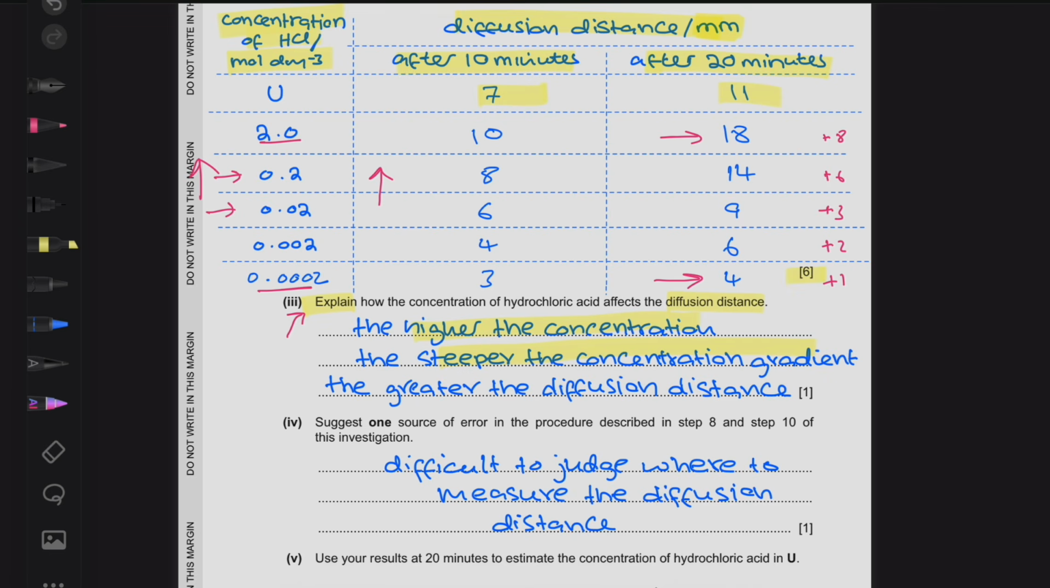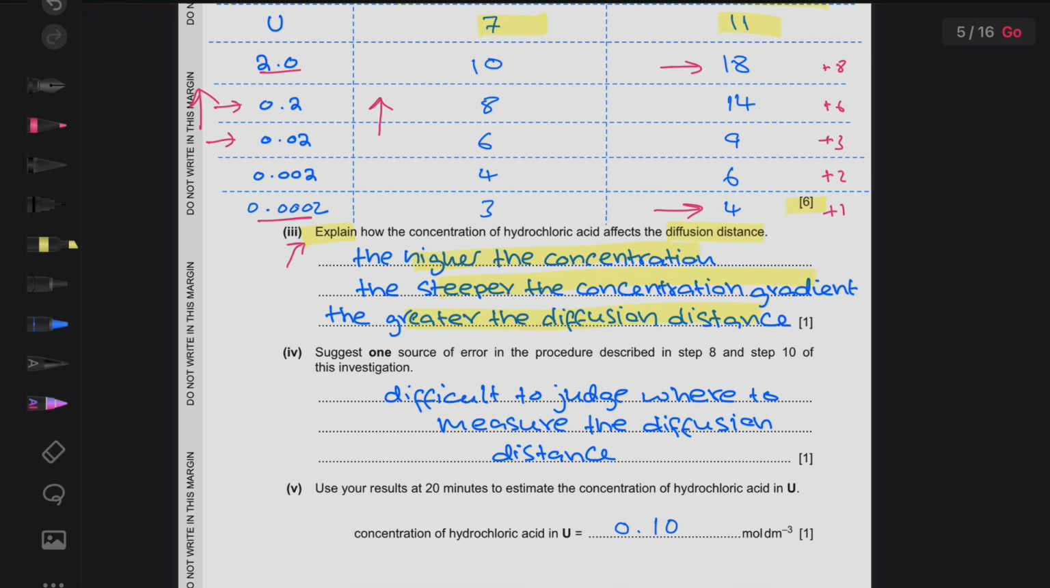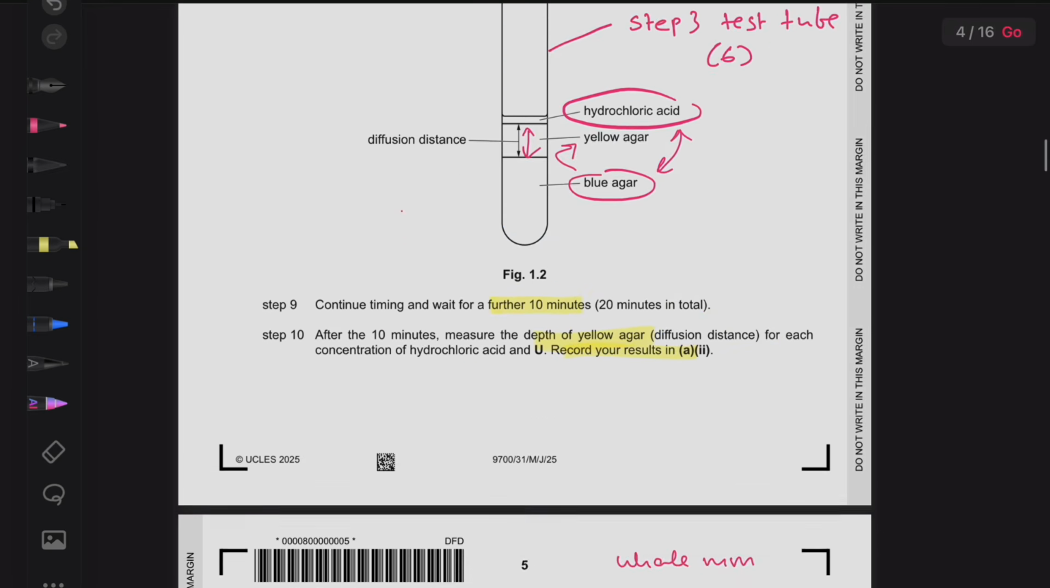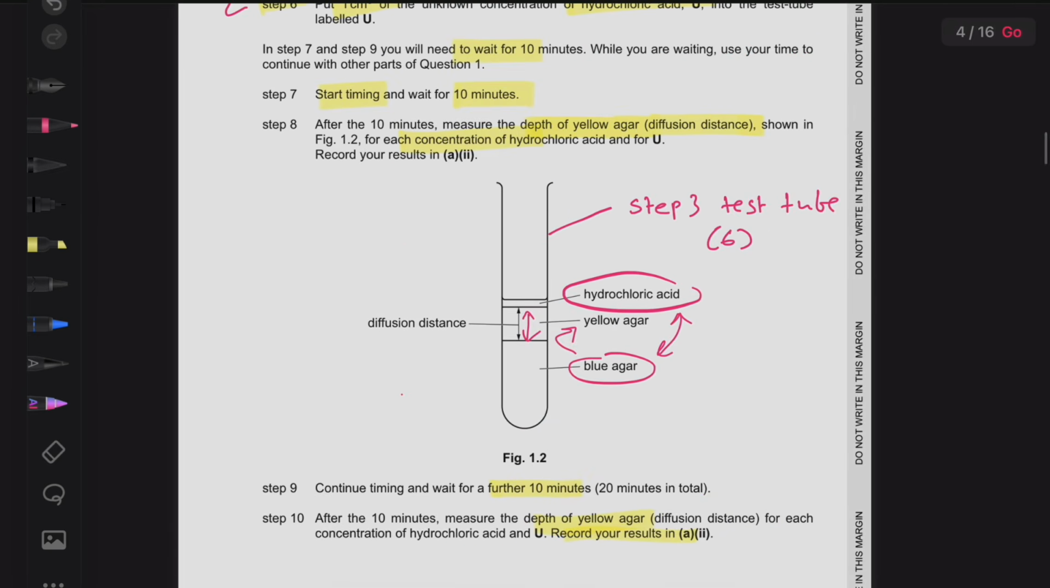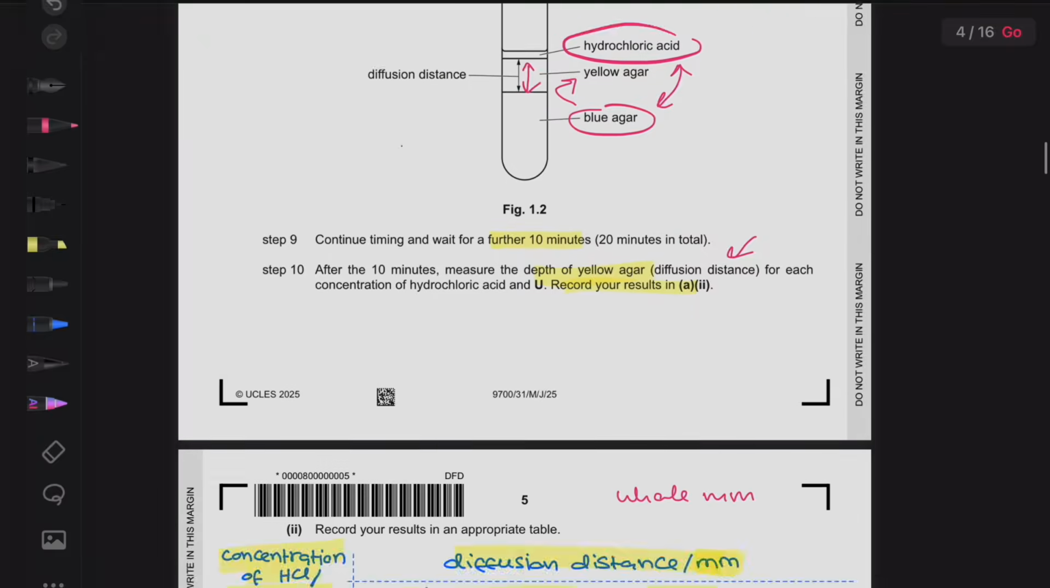So the greater the contrast, essentially, and therefore the greater the diffusion distance. It then tells us to suggest one error in the procedure described in steps 8 and 10. If we take a look at steps 8 and 10, they are describing us measuring the depth of the yellow agar after 10 and 20 minutes. So it's about measuring distance, really.